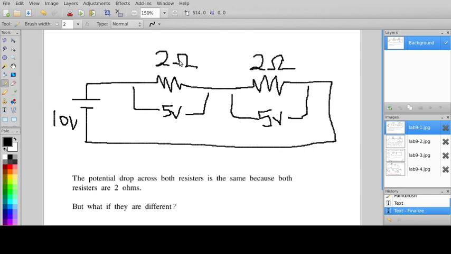Now, the drop across the 2 ohm resistor and the drop across the other 2 ohm resistor have to add up to 10, and they're the same, so it's kind of obvious that they both have to be 5 volts. Okay, so that was easy.